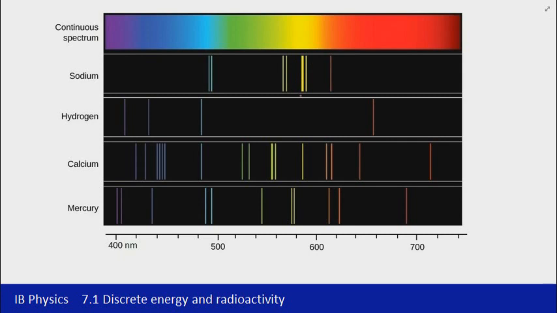Now we'll have a look at a few of these emission spectra in class. We've got a device that allows us to look at the emission spectra for different elements. Some are better than others, some have got more clearly defined lines than others, but still quite useful to be able to distinguish between them.